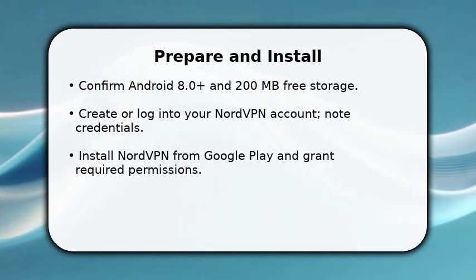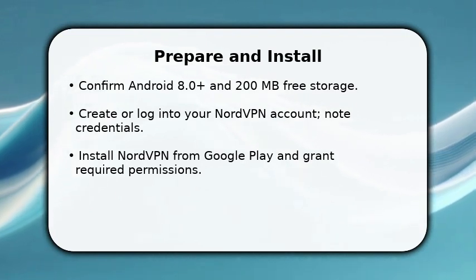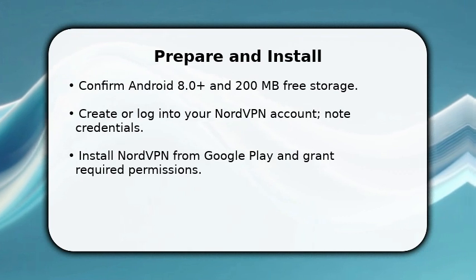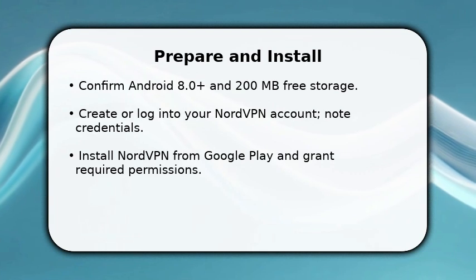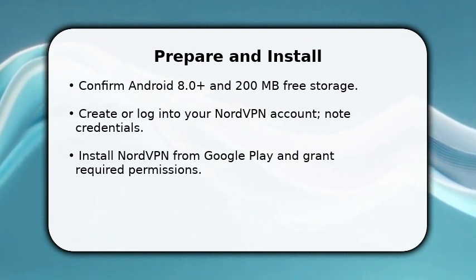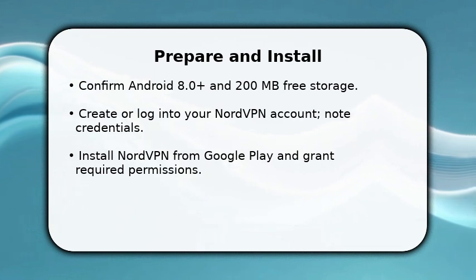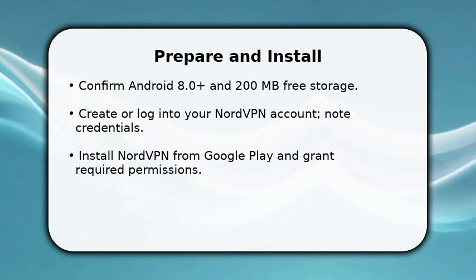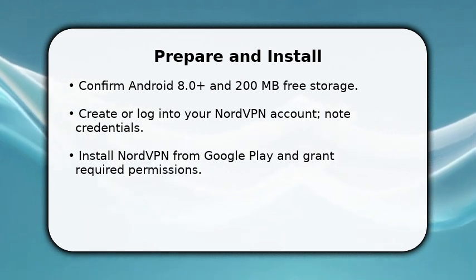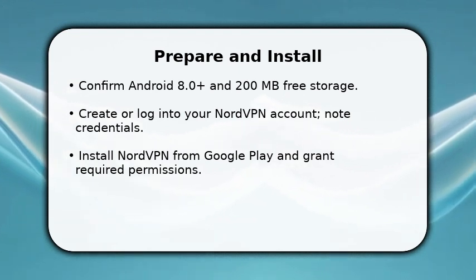You start by confirming device requirements and account access. Make sure Android 8.0 or newer and about 200 MB free storage are available. Next, sign in or create your NordVPN account so you have credentials ready. Open Google Play, search NordVPN, tap Install, then open the app. When prompted, allow necessary permissions, network change and VPN permission, because without them the app cannot create the VPN tunnel. Once done, you should be on the app welcome screen ready to continue.